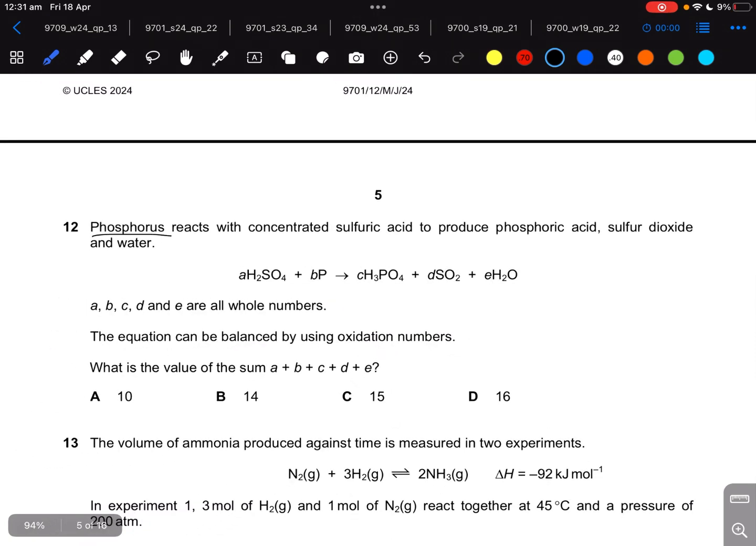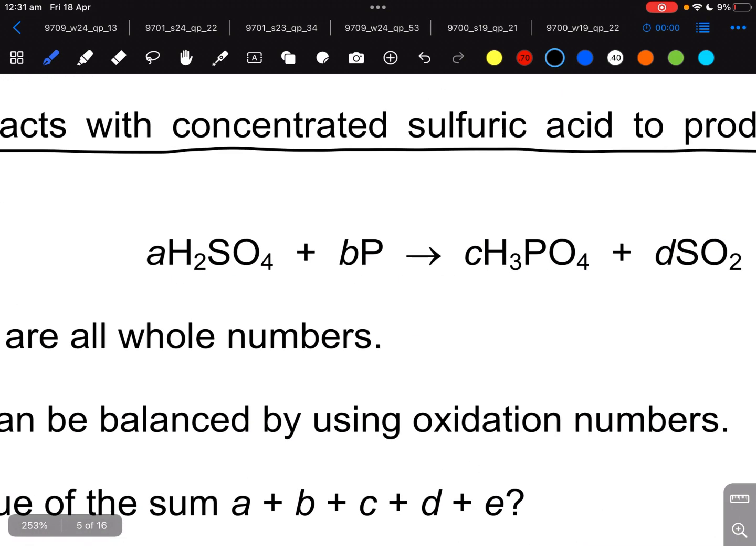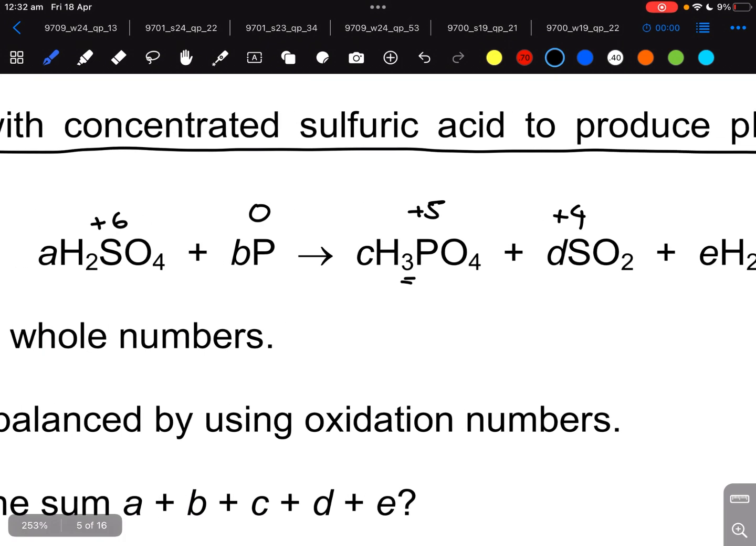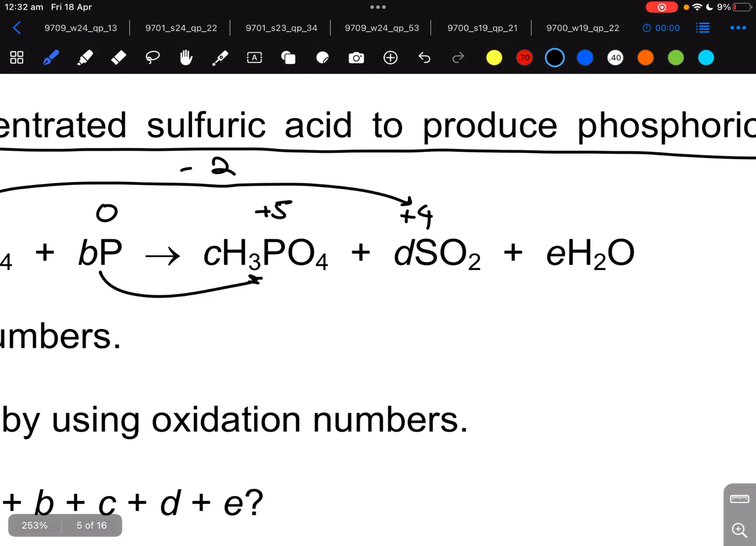Alright, so phosphorus reacts with concentrated sulfuric acid to produce phosphoric acid, sulfur dioxide, and water. Okay, so here let's look at the oxidation number of sulfur. It's +6, and P is an element, so 0. Here it's +5 due to the extra hydrogen. SO2, that's +4 due to 2 oxygens. And then let's look at the oxidation number changes. So here it's losing 2, here it's gaining 5.